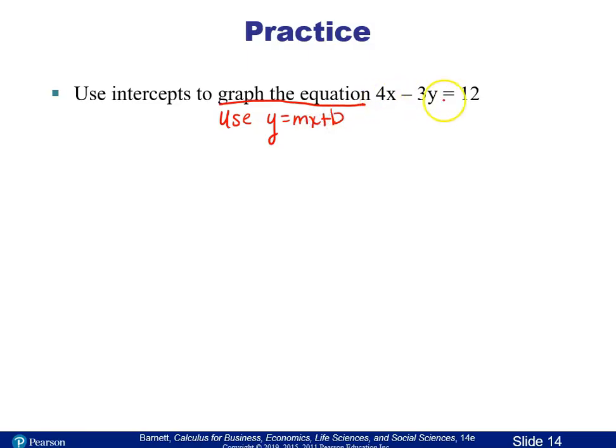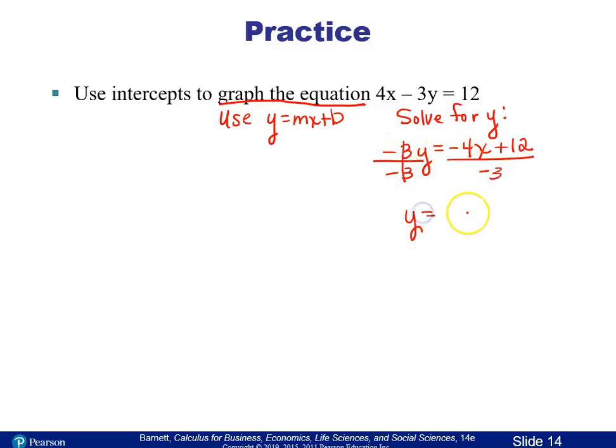So we want to put this in slope-intercept form. So I'm going to solve this for y. If I solve it for y, that's going to have it in slope-intercept form. Okay. So if I'm solving this for y, I'm going to move the 4x to the right side. So it's going to go from a positive to a negative when I move it. And then I want the y by itself, so I'm going to divide by -3.